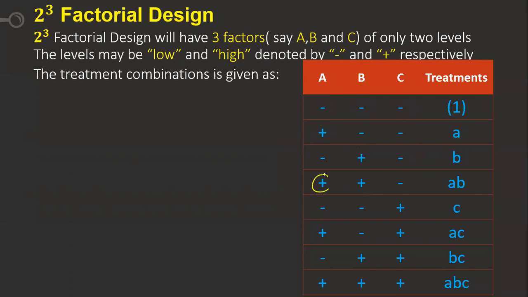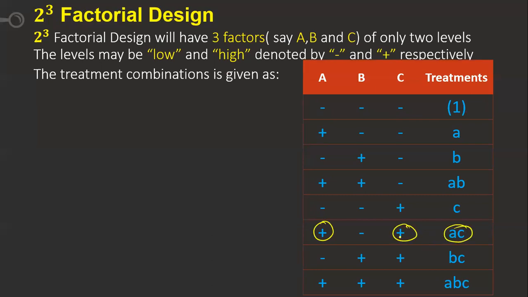Now here this is high, this is high. This is for factor A and factor B. So therefore I am denoting it by AB. Now go for C. This is high, therefore it is for the factor C, so it is written as C. Similarly, when A is high and C is high, it is denoted by AC.